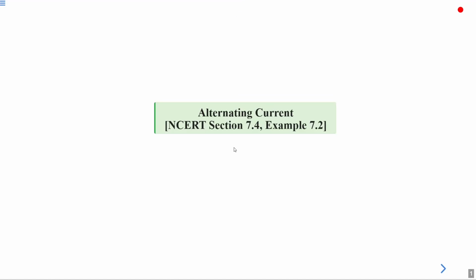So let's come to our today's topic, that is alternating current, NCERT section 7.4, example 7.2. So let's begin.